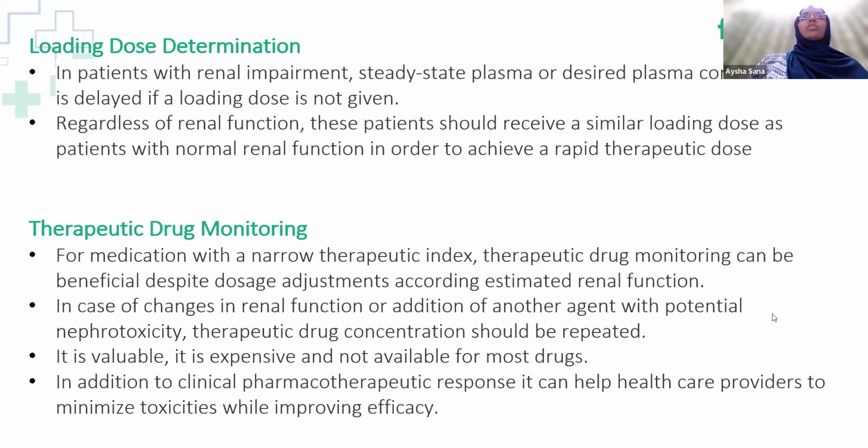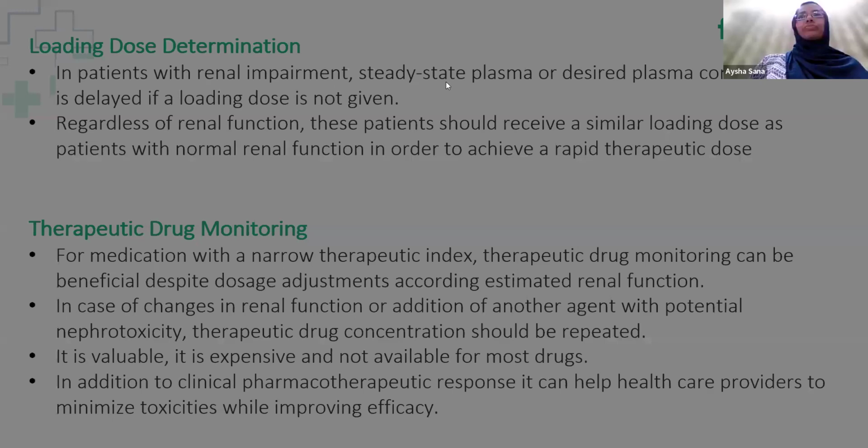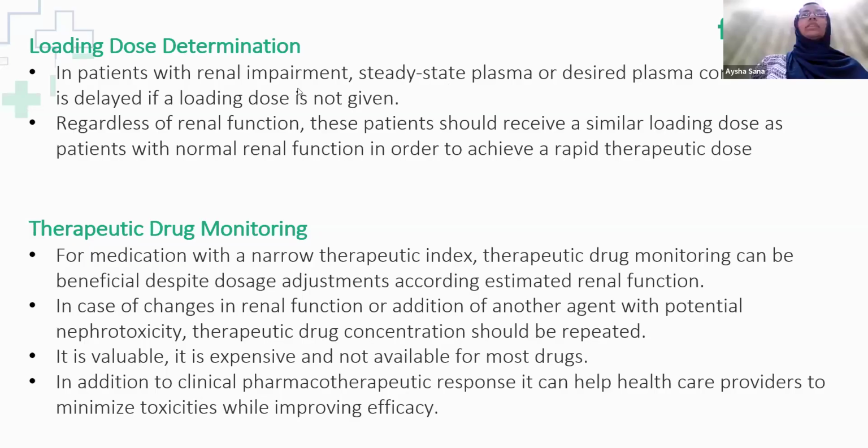Now, if you look into the concept of loading dose determination, even if your patient has renal impairment, steady state plasma or desired plasma concentration is delayed if a loading dose is not given. So, regardless of renal function, the patient should receive a similar loading dose as patients with normal renal function in order to achieve a rapid therapeutic dose.